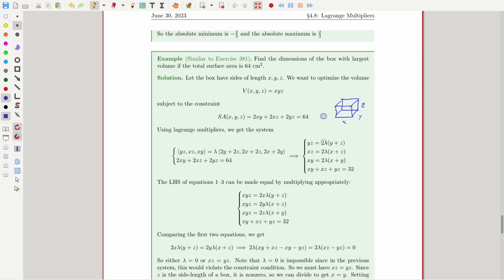So there are three sets of parallel sides, or faces, I should say. Three sets of parallel faces, right? A front, a back, a top, a bottom, and a left and right. And each of these sides has area, which is the product of two of the variables. So you have two xy's, two xz's, and two yz's. That's the surface area of a box. And all of that is supposed to be equal to 64 square centimeters. Okay, so that is our constraint. This is the function we're trying to optimize.